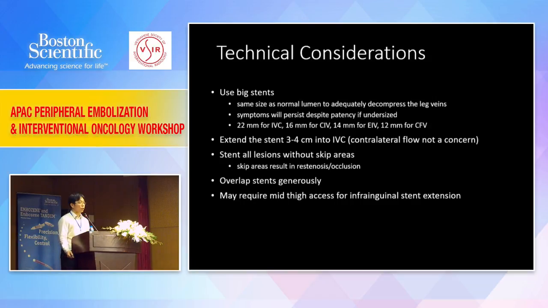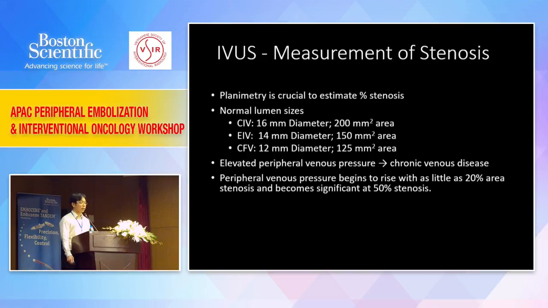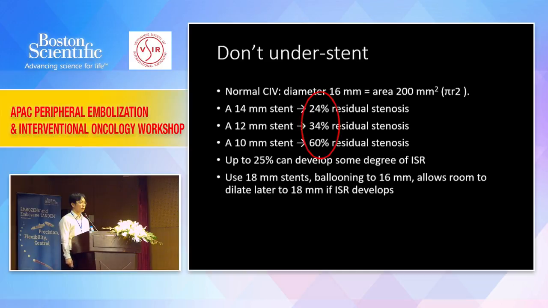Not everybody uses it. You need to stent all the lesions without any skip areas, because the skip areas will result in restenosis and occlusion, and you have to overlap your stents generously. Okay, and sometimes you may need a mid-thigh access for infra-inguinal stent extension. So again, this is where the IVUS tells you the estimated size and the area of the vessels that you want to stent. Because of the elevated peripheral venous pressure, you end up with chronic ulcers later on. So again, the message is don't undersize. Okay, if you undersize, this is what happens.